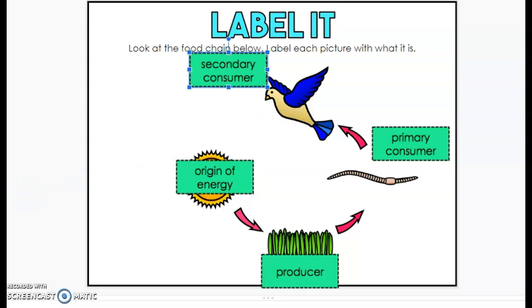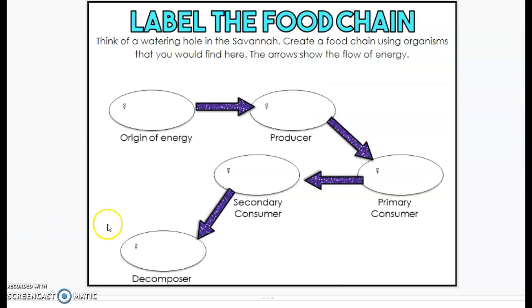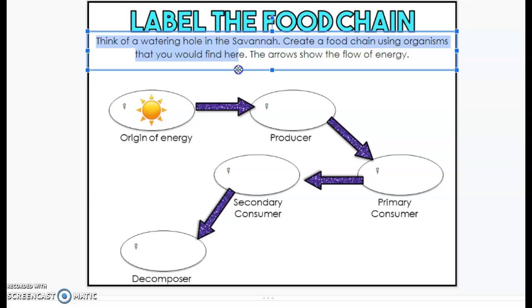Today we're going to be looking at and creating our own food chain. Now we always start with the same thing. We always start with the sun, so you can use your emoji to put a sun in this area. And for the rest, we will be filling out the food chain using the idea of a watering hole in the savanna.